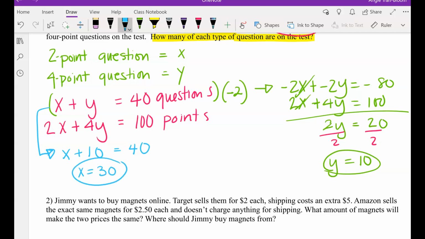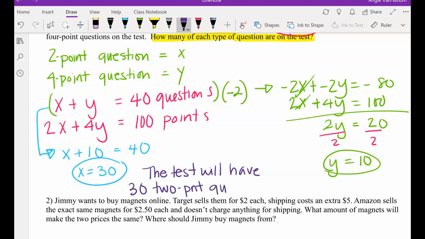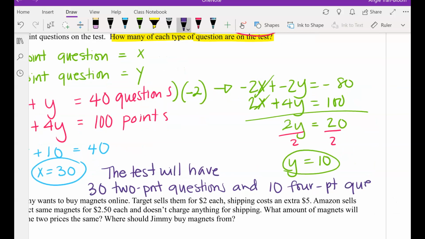Give me one complete sentence. Are you ready? What is the one complete sentence that you would have to write for your final answer? The test will have blank. I would like for you, Slater, to finish the sentence for us. The test will have what? 32 2-point questions and 10 4-point questions. Good job, Slater.